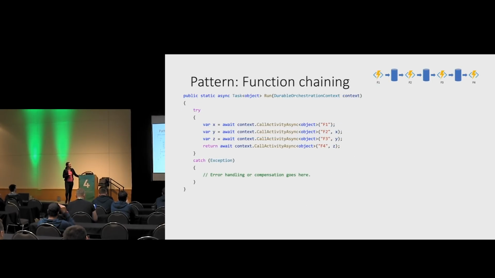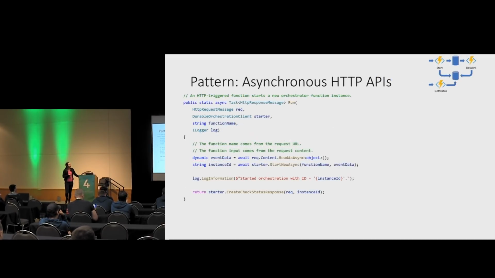And this is going into the patterns in a little bit more depth. Here's function chaining, you can see. Here's the asynchronous HTTP API. That's the quick response and then the delayed endpoint that I'm going to monitor for end work. So what's happening here is I'm taking in data from an HTTP trigger binding. I'm using that event data to start a new orchestrator. And then down here, this last line, return starter.CreateCheckStatusResponse, is returning a JSON payload that contains various management endpoints.